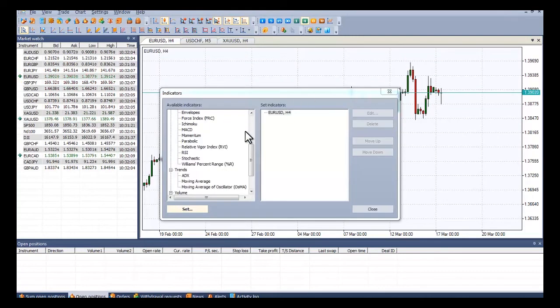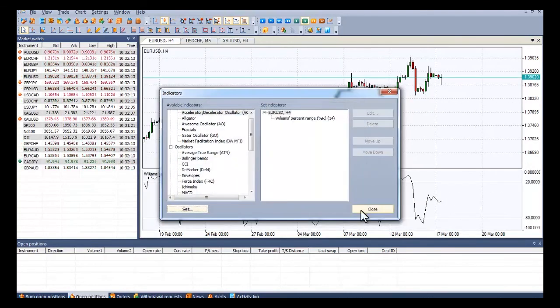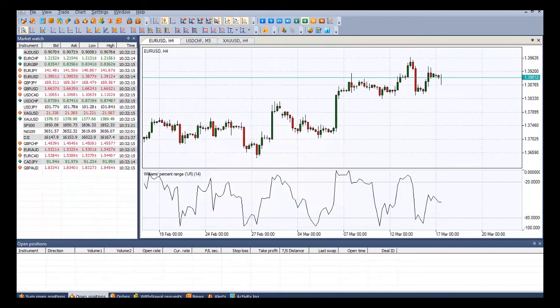Last on our list is the Williams Percent Range. Select it, OK, and there we go. The Williams Percent Range is a technical indicator developed by Larry Williams to identify whether an asset is overbought or oversold, and therefore to determine possible turning points. Unlike the stochastic oscillator we mentioned previously, the Williams Percent Range is a single line fluctuating on a reversal scale.